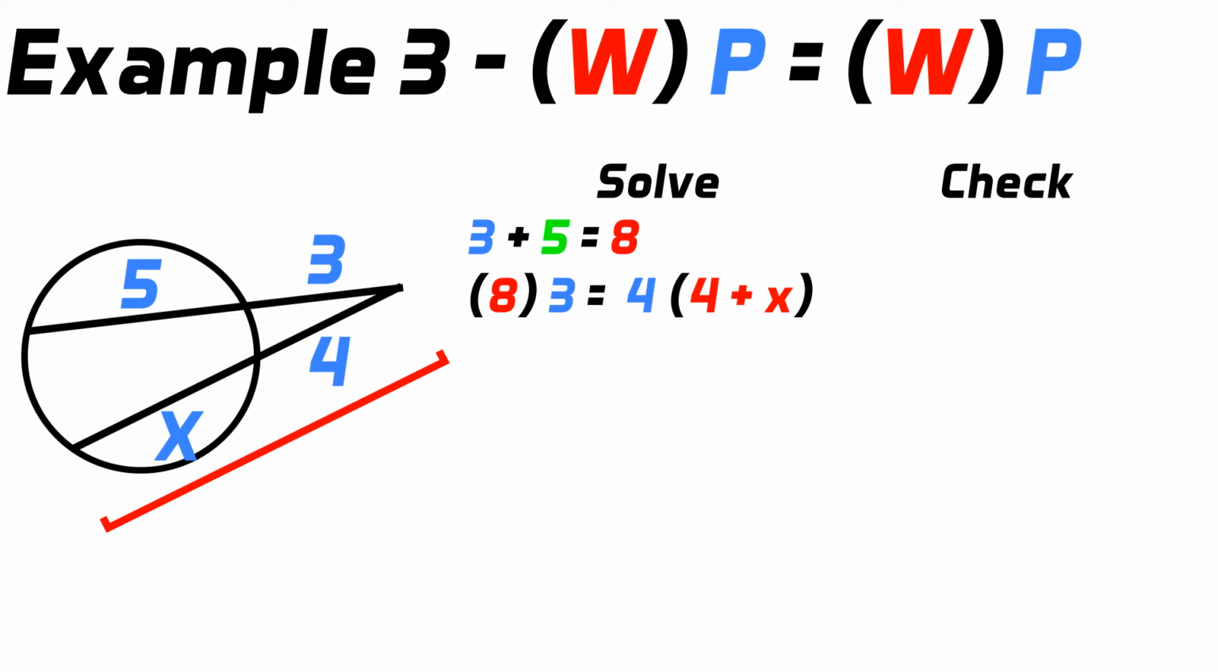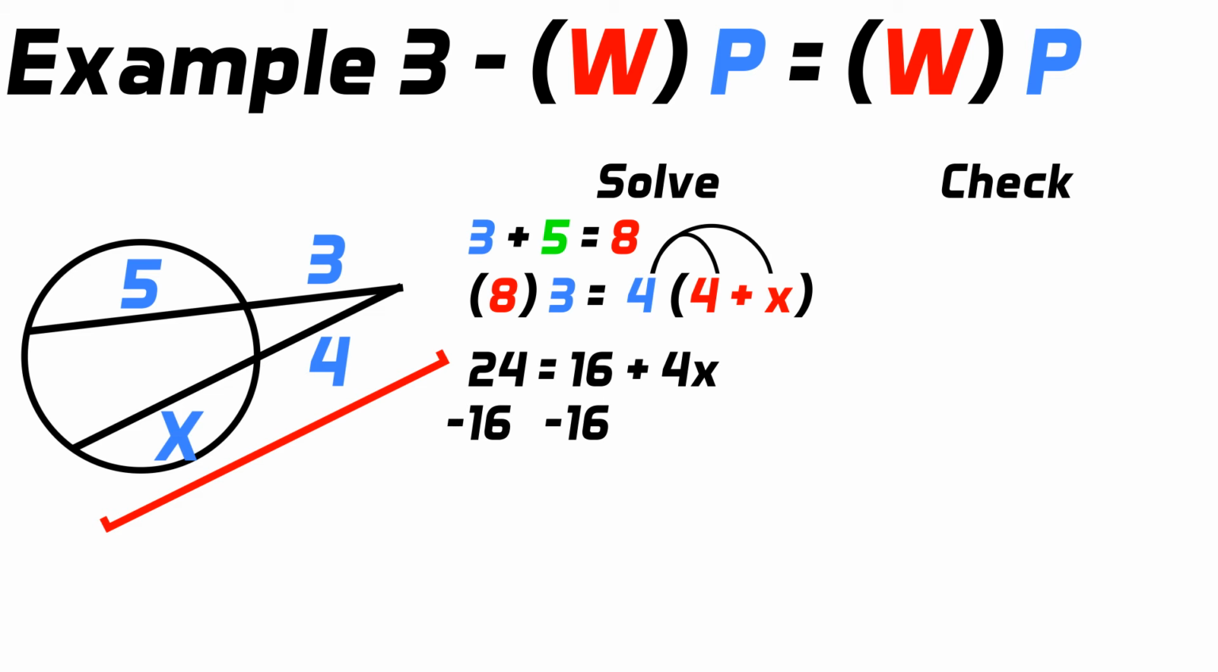When you simplify that down, you're going to get 24 equals 16 plus 4x. Remove 16 from both sides, and then you'll get 8 equals 4x. Divide by 4, you get x equals 2.